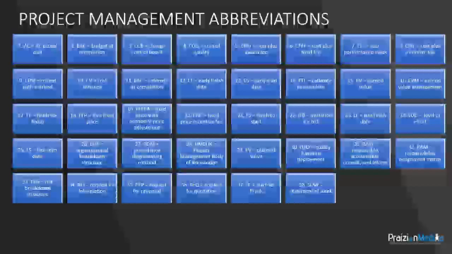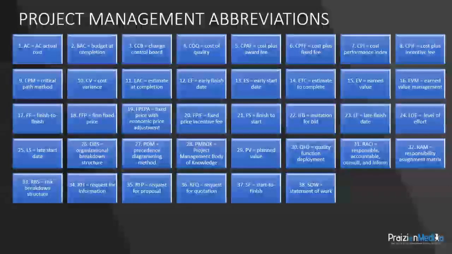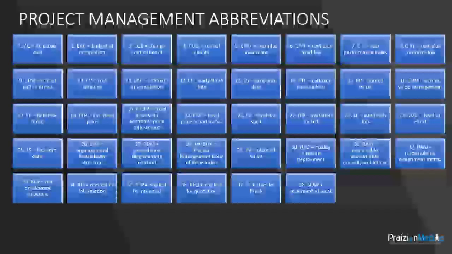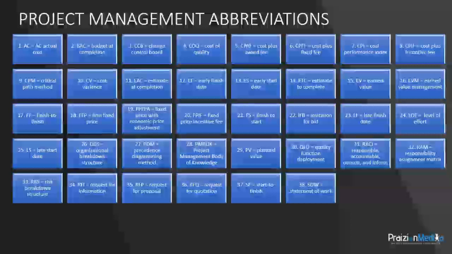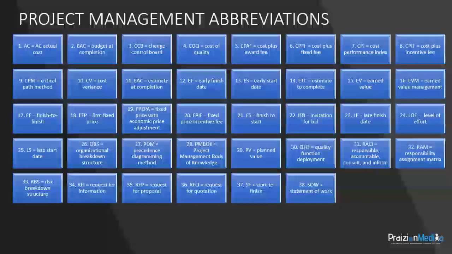SOW, statement of work. The statement of work is a high-level narrative of what the customer wants. It specifies the key goal that the customer is looking to achieve without going into minutia. Think of it as a high-level narrative of the customer's wishes.